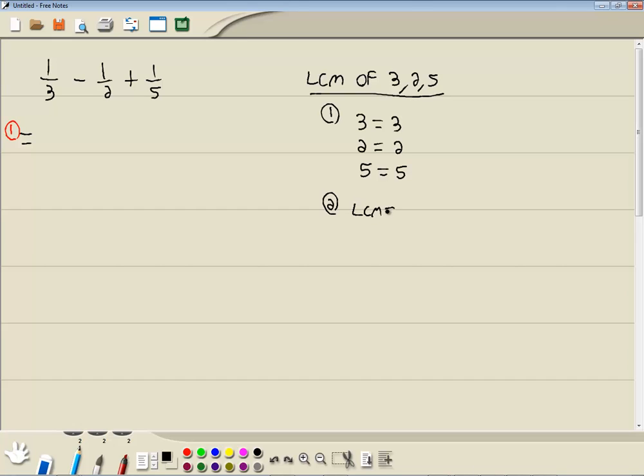Now our LCM. We start with our first prime, which is 2. And we're looking for the greatest number of 2's on a single line. None here, 1 here, none here. So the greatest number of 2's on a single line is 1.